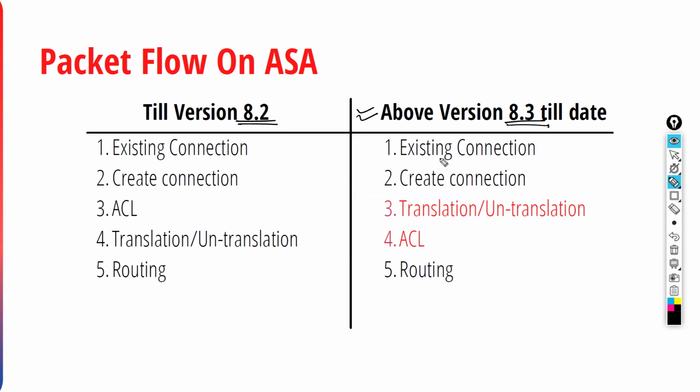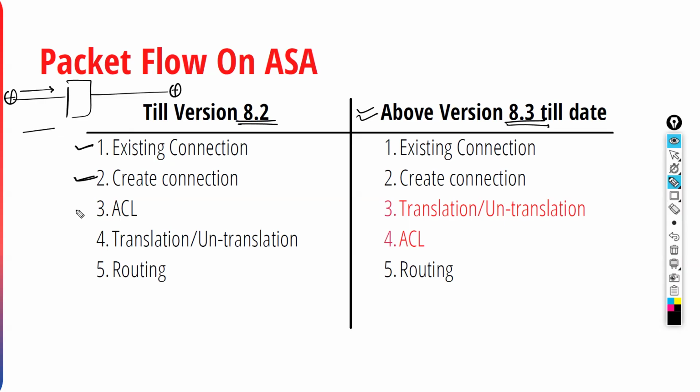So earlier what was happening? Let's say this is an ASA, this is inside, this is outside. Whenever traffic is hitting on the ASA interface, ASA will first check the connection table. If there is an existing connection available, then it will forward according to the connection. If there is no connection, then ASA used to create the connection. In the connection table, ASA will make an entry.